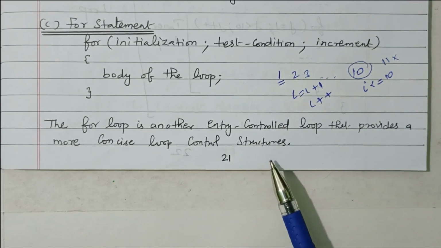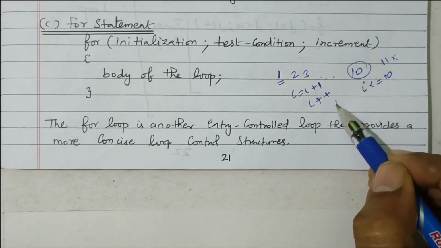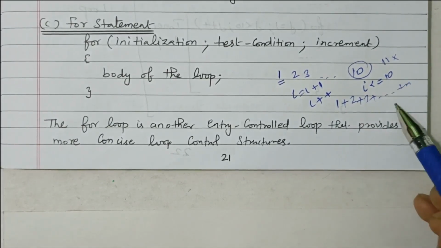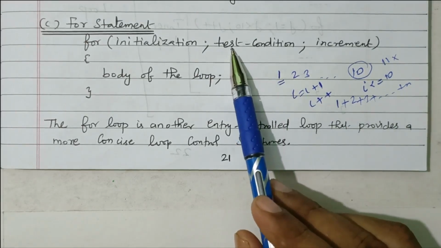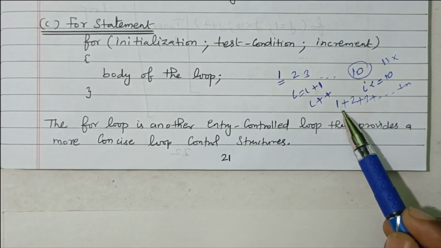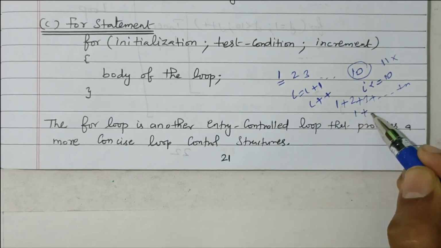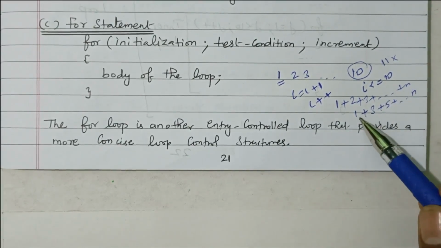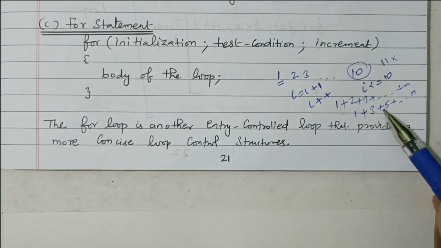Now we'll see an example program to generate these numbers and add them: sum of the series 1 plus 2 plus 3 up to n. The sum of the series can easily be created with the for loop. We know the initial value, the increment, and the final value. Suppose we want to create 1 plus 3 plus 5 up to n. There also the initial value is 1, and the increment is 2: 1 plus 2 is 3, 3 plus 2 is 5.